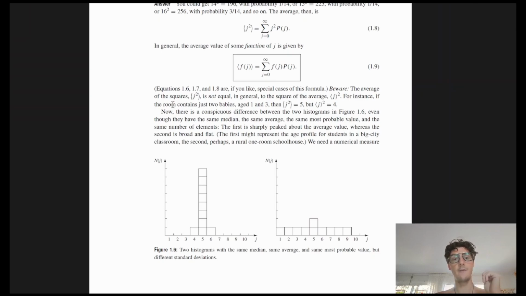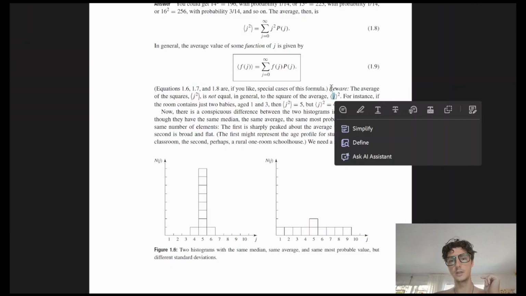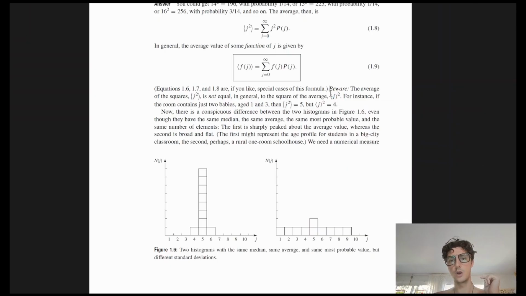Beware, the average of the squares is not equal in general to the square of the average. So this is the average of the squares. J is the thing that we're trying to average. We square it and then we take the average. Here is the square of the average. So J is the thing we're taking the average of. You can see the brackets, and you square that entire thing. What this sentence is saying, these two are not in general equal.